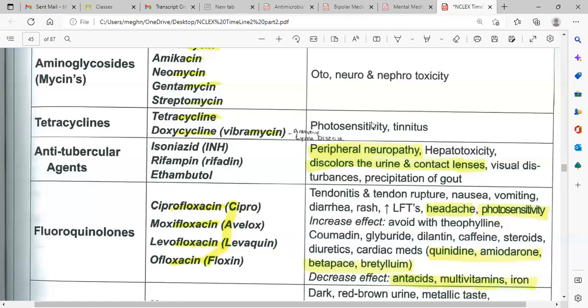Tetracycline has some side effects like photosensitivity and also tinnitus. The NCLEX board sometimes asks which antibiotics can cause photosensitivity or phototoxicity, nephrotoxicity, or hepatotoxicity. It is tetracycline. Also keep out of direct sunlight if the patient has photosensitivity. Also need to monitor the liver enzymes because tetracycline can cause hepatotoxicity. Also need to monitor kidney function, because tetracycline has a chance of nephrotoxicity, right?